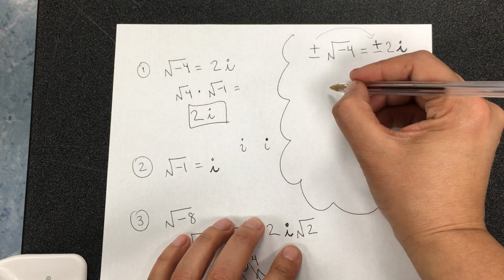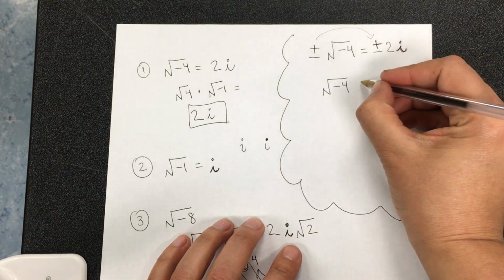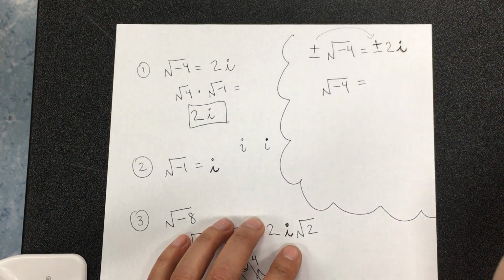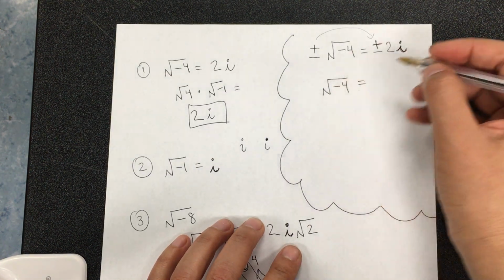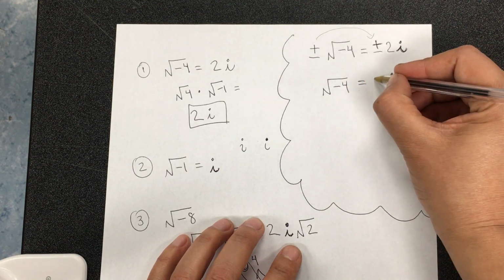What if I have the square root of -4? Well, I don't have anything on the left of the radical, so I don't bring anything over, but just the square root of negative is the imaginary, and the square root of 4 is 2.